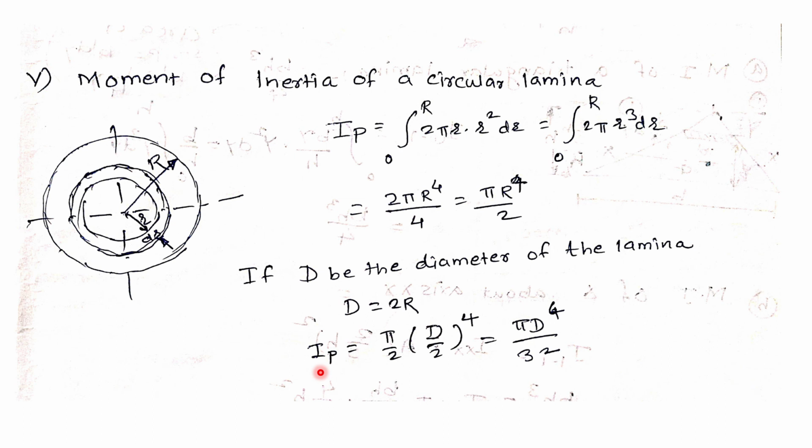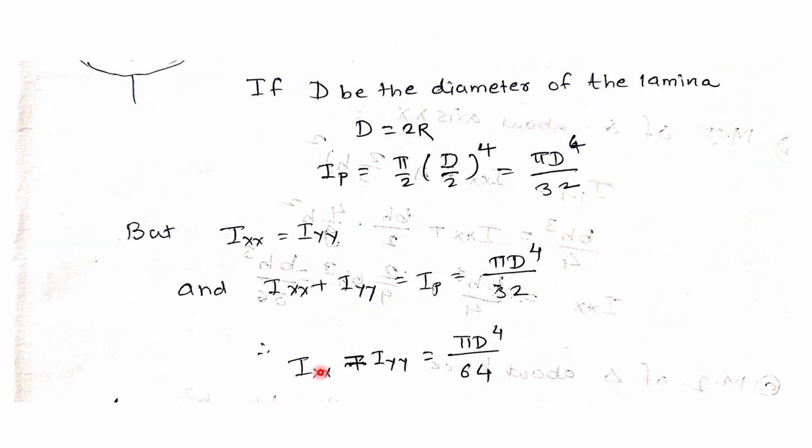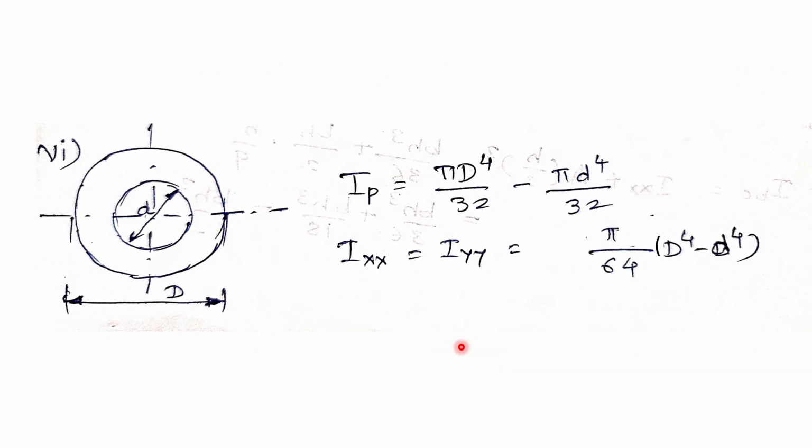Now, if we have to take the values of Ixx and Iyy, both are the same here, as it is symmetrical about both axes. That's why we can get the polar moment of inertia as Ip equal to Ixx plus Iyy, equal to pi d to the power 4 divided by 32. So in terms of the diameter you can get this value, and similarly you can get it in terms of the radius.